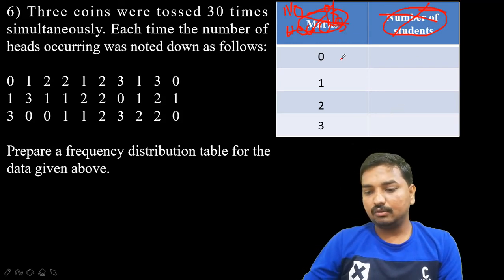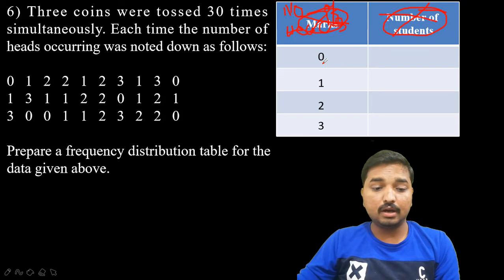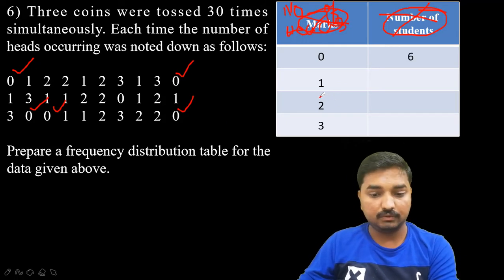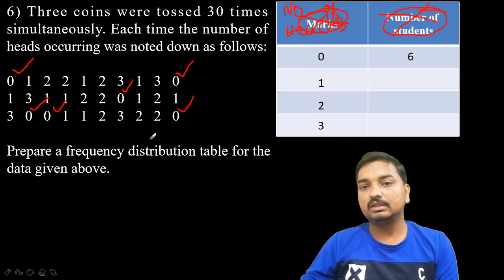Okay, so now how many times did 0 appear? Look here. Here appeared 0, here it is 0, here it is 0, and here it is 0, and here one more 0. So how many zeros are there? 1, 2, 3, 4, 5. For 6, I forgot to mark one more. Here it is one more 0. Okay, total 6 zeros are there.